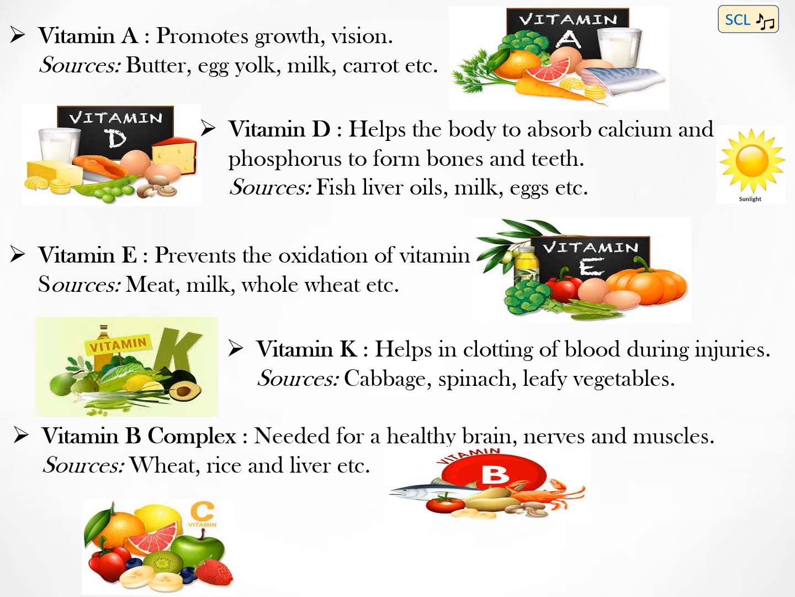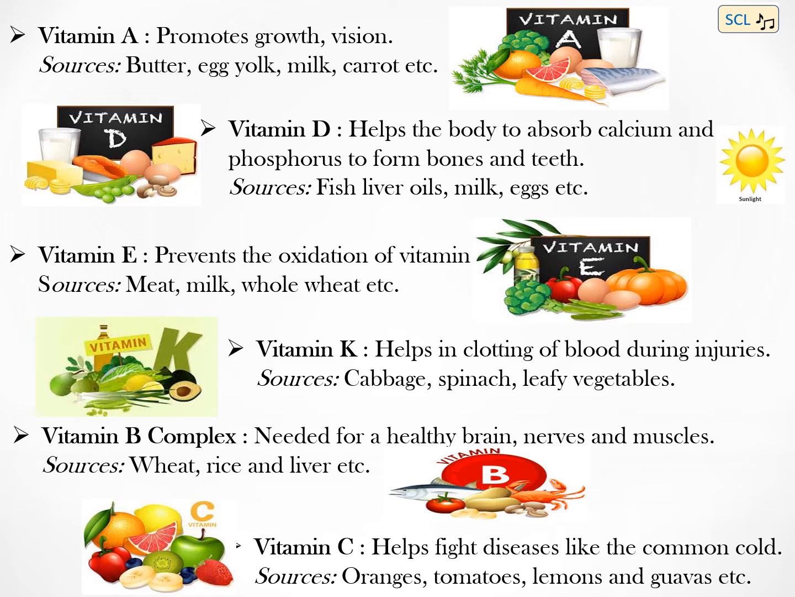Vitamin B complex. It is composed of many vitamins. It is needed for a healthy brain, nerves and muscles. Its sources are wheat, rice and liver. Vitamin C. It helps fight diseases like the common cold. Its sources are oranges, tomatoes, lemons, guavas, etc.